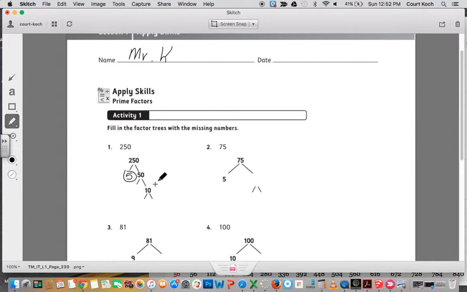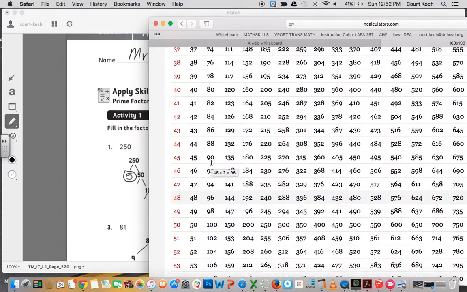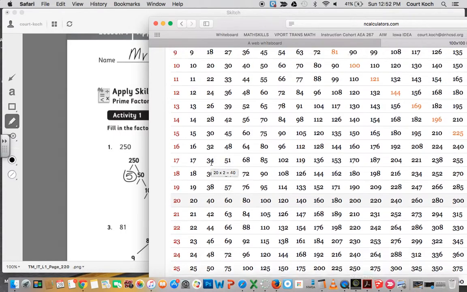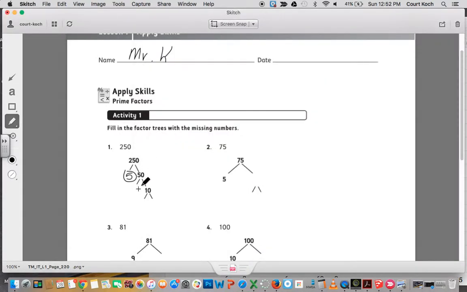What two numbers can I break 50 into? Well, they gave me 10. 10 times what is 50? Let's go back to the multiplication chart. I'm going to jump back up to 10 because they gave me that. Here's 50. 10 times 5 is 50. So there's another 5. I know I can look up in the chart in the room. 5 is prime. And now I have to break 10 apart into 2 more factors.